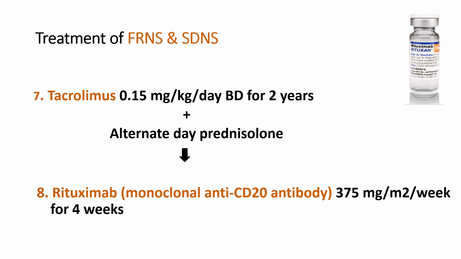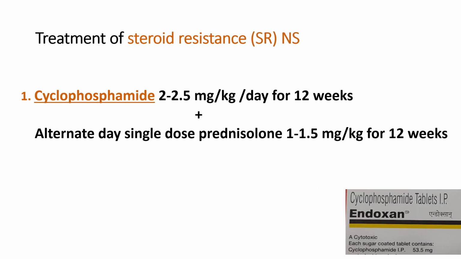It is very effective. Dose is 375 mg per meter square per week. Injectable should be given for 4 weeks at least. So this is the treatment of frequent relapse nephrotic syndrome and steroid dependent nephrotic syndrome. Now, steroid resistant nephrotic syndrome. It is rarely seen, hardly in less than 10% cases.